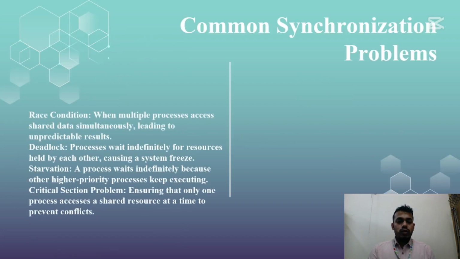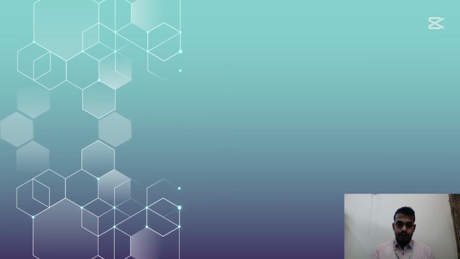Next, we have common synchronization problems. Race condition: when multiple processes access shared data simultaneously, leading to unpredictable results. Deadlock: processes wait indefinitely for resources held by each other, causing a system freeze. Starvation: a process waits indefinitely because other higher priority processes keep executing. Critical section problem: ensuring that only one process accesses a shared resource at a time to prevent conflicts.